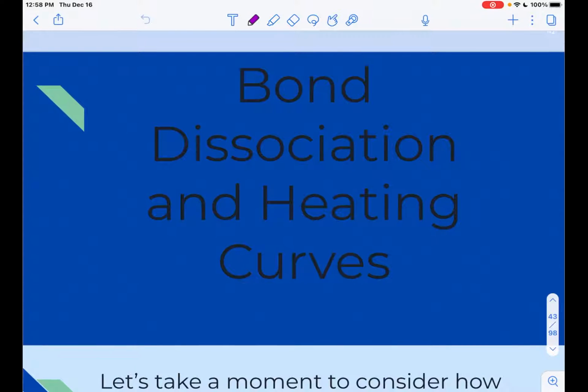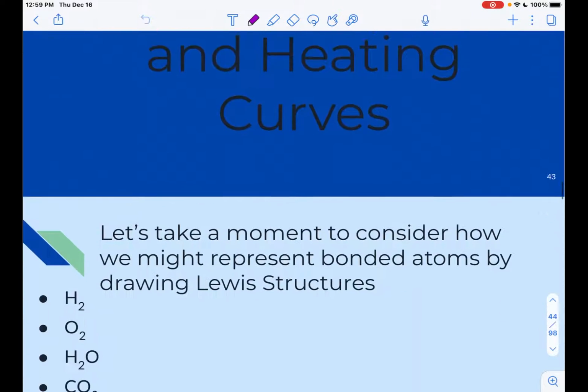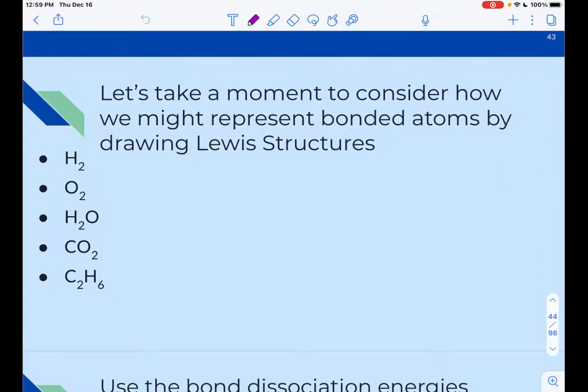In this video, we're going to go over two main things. Heating curves are probably going to be review, but we'll go over it just the same. Bond dissociation will probably be something new. We're going to start by looking at Lewis structures.